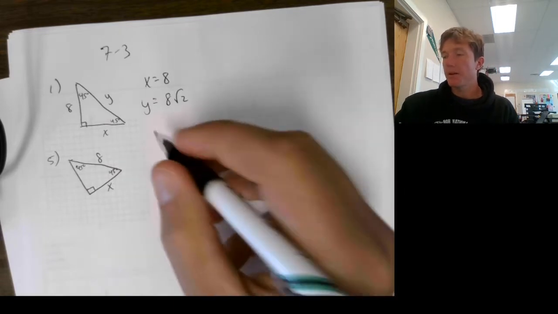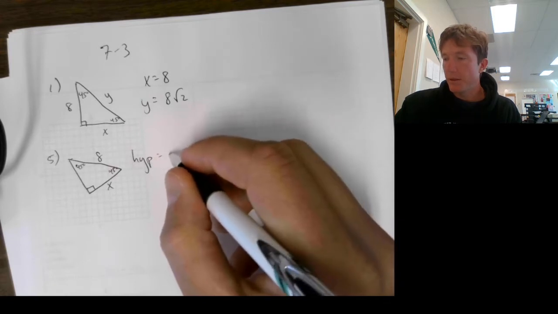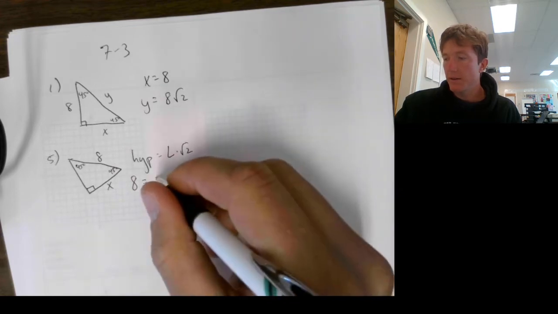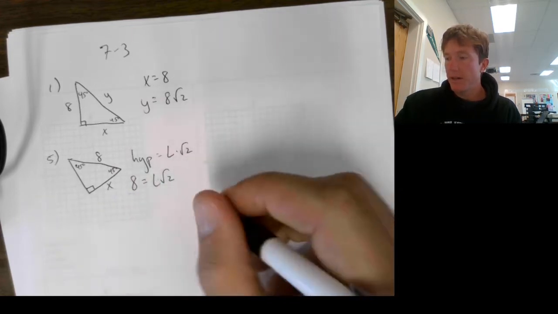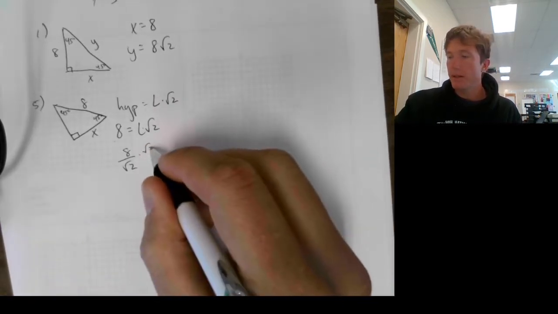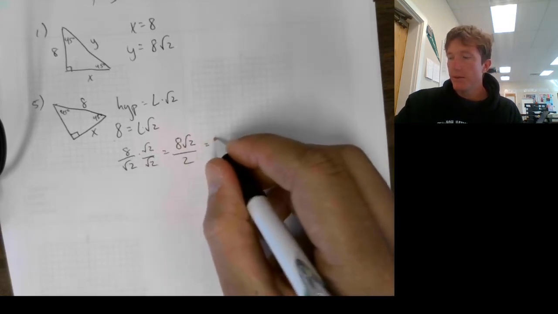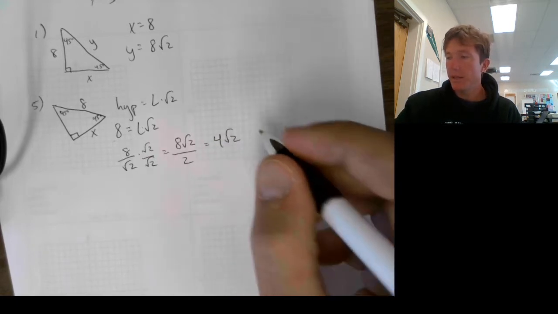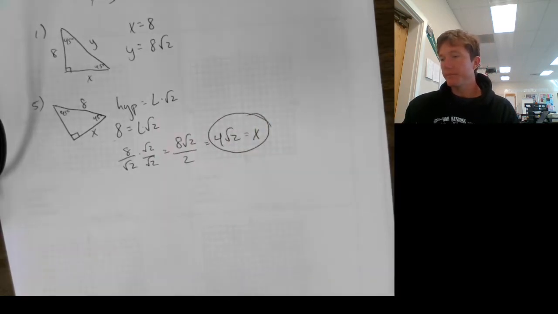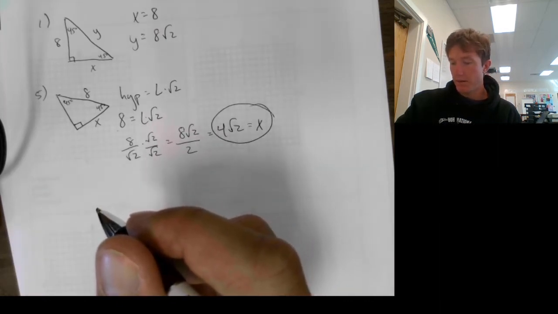Okay, this time we have the hypotenuse already. So the hypotenuse is equal to the leg times root 2. My hypotenuse is 8. So to solve for this, I need to divide 8 by root 2. And I can't leave that in that form, so I'll multiply the top and bottom by root 2. So my leg is equal to 4 times root 2. Yeah, these are all more the same.